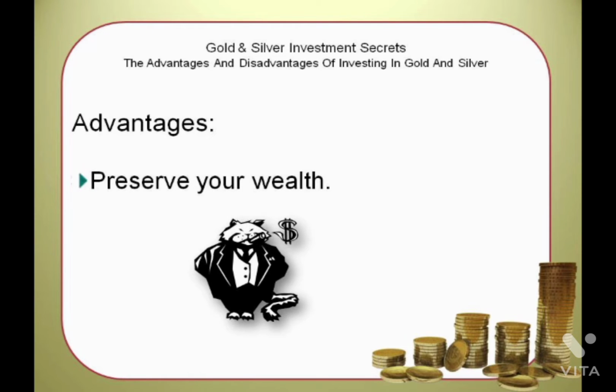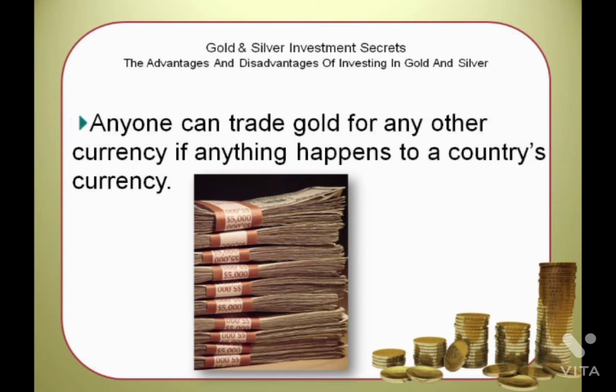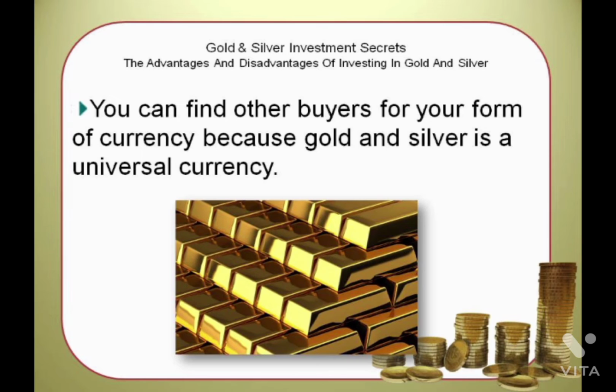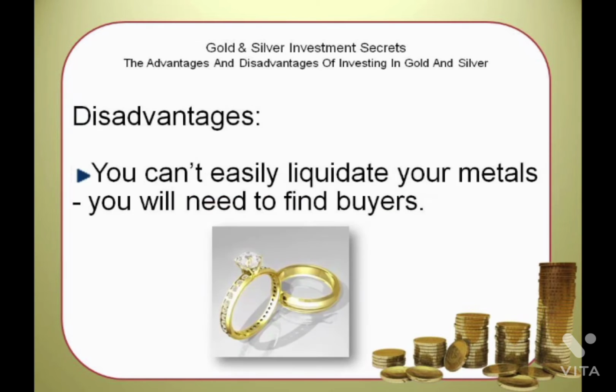Advantages. Preserve your wealth. Anyone can trade gold for any other currency if anything happens to a country's currency. Jewels made of gold or silver can also be easily traded. You can find other buyers for your form of currency because gold and silver is a universal currency.